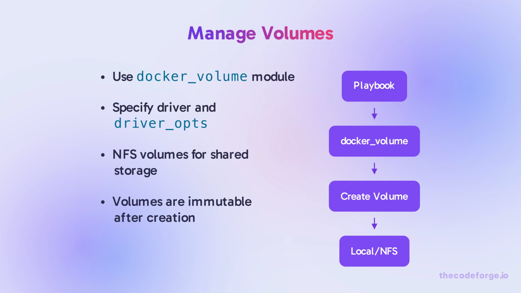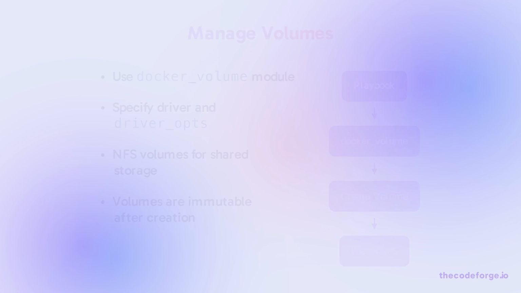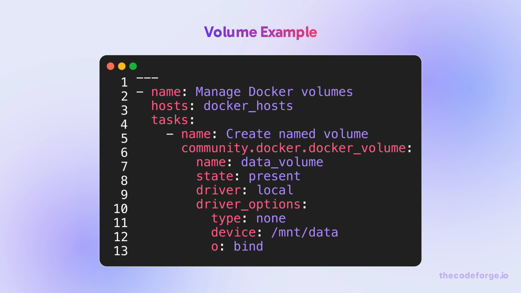Docker volumes provide persistent storage. Use Docker volume to create them. For shared storage, use NFS driver options. Remember, volumes are immutable. To change options, you must destroy and recreate. This creates a local bind mount volume. For NFS, use type: nfs and appropriate options.